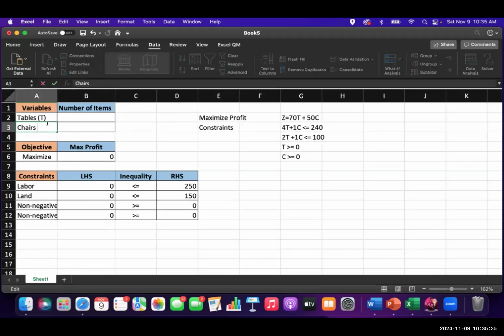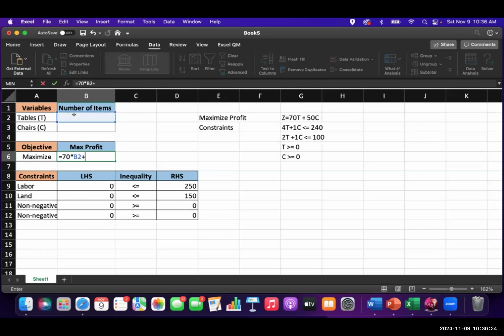Let's see. So, ang gagawin natin yan, so we declared our two variables here, the tables and shares. So, tables is T, and then shares is C. And then this is our objective function. So, for our objective function then, so we just take equal, and then we follow this formula for our objective function, which is 70T. So, 70, so multiply it with T, so which is the tables. So dito tayo niyan. B2. Okay? So that is where the number of tables will come out.